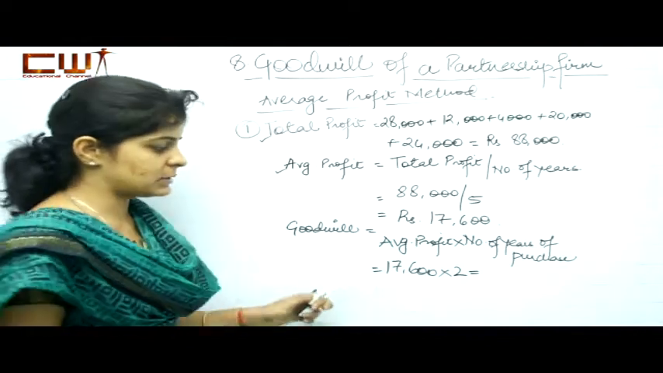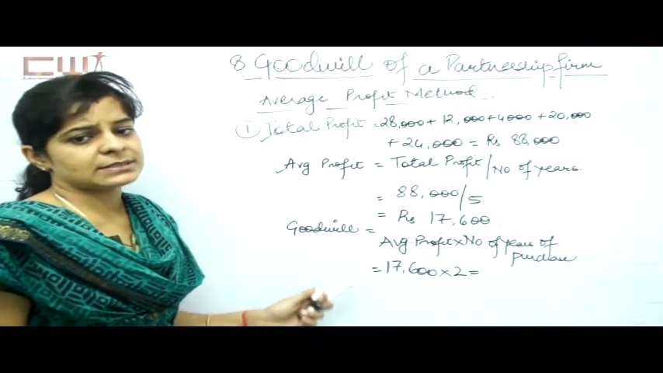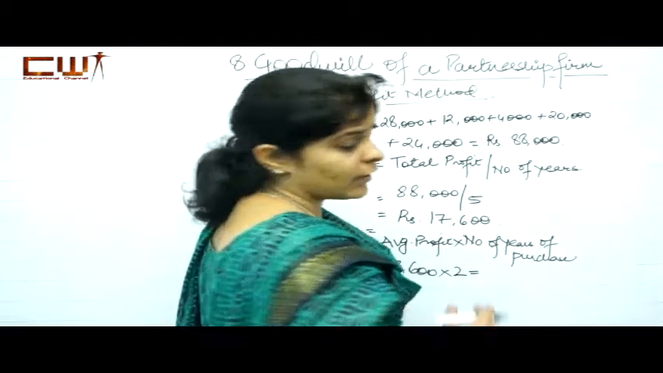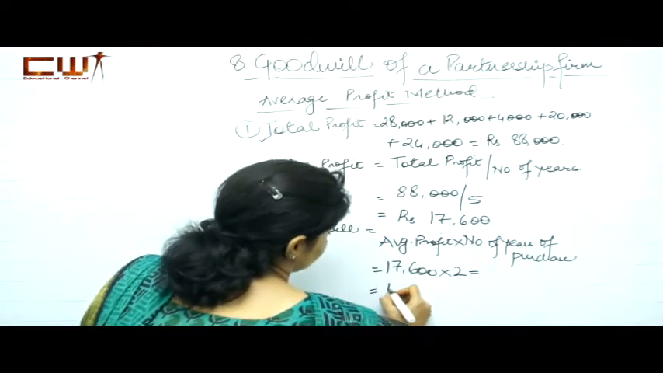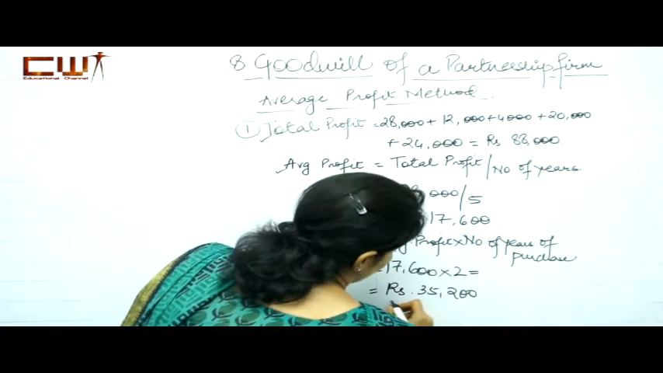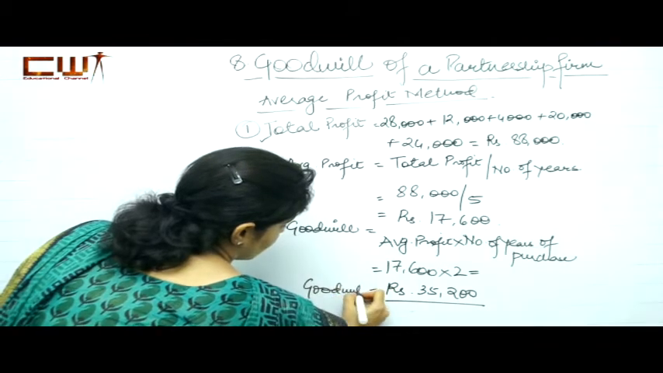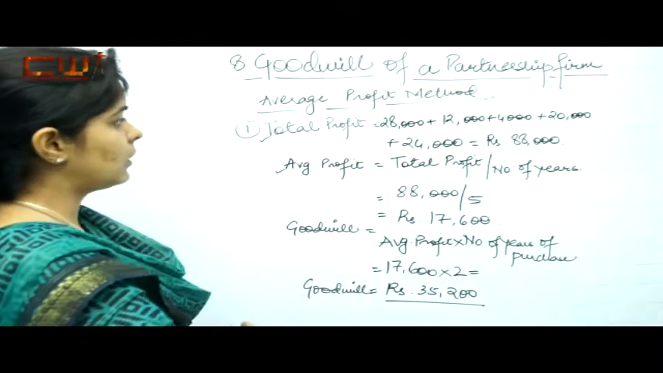So 17,600 is the average profit. Number of years of purchase is 2. 17,600 into 2 will be 35,200. Rupees 35,200 is the amount of goodwill of the company.